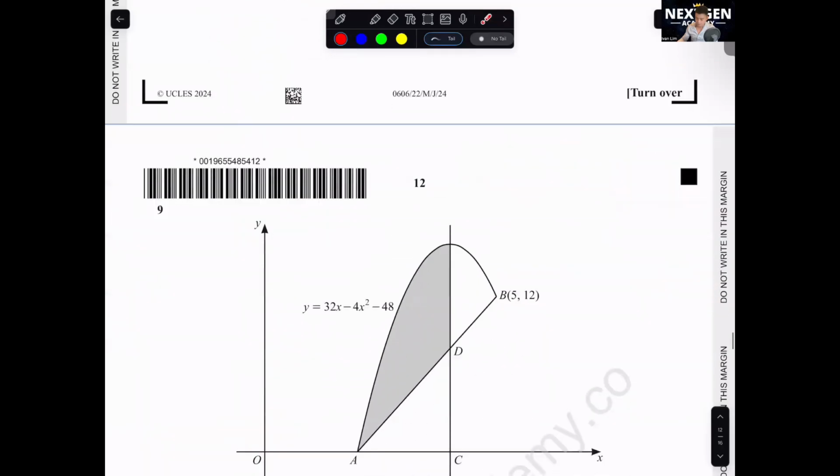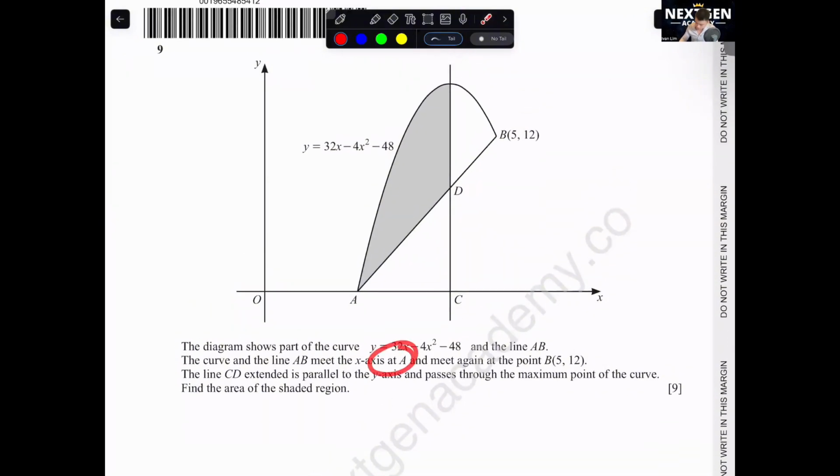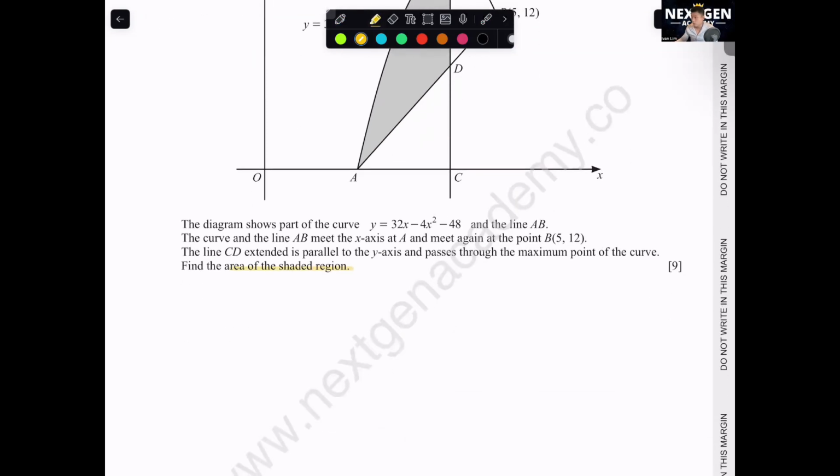Okay, number 9. The diagram shows part of the curve. We got this equation and the line AB. The curve and the line meet the x-axis at A and meet again at point B. The line CD is parallel to the y-axis. So this is CD and passes through the maximum point of the curve, so this one is the max point. Find the area of the shaded region. 9-mark question.